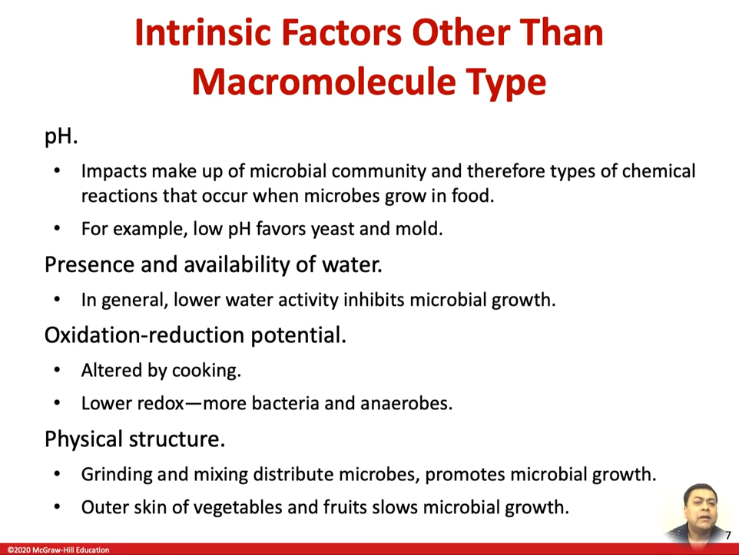On the other hand, there are many other intrinsic factors, other types of macromolecules. Say, for example, the pH impacts the makeup of the microbial community and therefore the types of chemical reactions that occur when microbes grow in food. For example, yeast and mold will prefer growth in low pH. On the other hand, at neutral pH, bacteria are more predominant, which can grow on meat products as well. Another very important thing is the presence and availability of water.